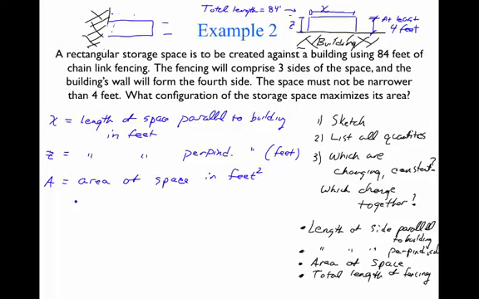And then what about the total length of fencing? Changing or constant? Constant, okay? So we don't have to define it. We know it's constant. We know it's 84. We could set a parameter for that, but we don't need to. We know it's 84, we just use 84.